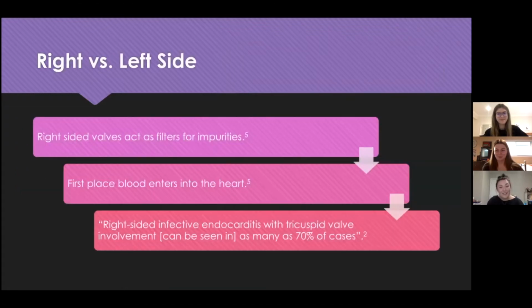Through our studies, we found that it was a lot more prevalent on the right side than the left, and we wanted to know why. There are only a few theories that we came across. One is that the right-sided valves act as filters for the impurities, specifically in the drugs that are impure. And the tricuspid valve on the right side is the first place the blood enters the heart. Right-sided infective endocarditis with tricuspid valve involvement can be seen in as many as 70% of cases.